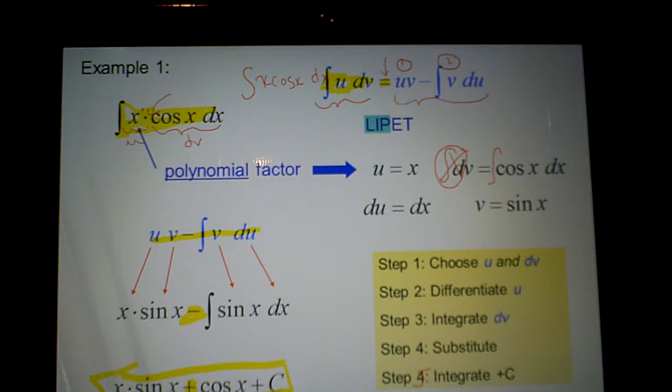If you doubt me, take the derivative. Differentiate x sine x plus cosine x plus c. And I promise you'll get x cosine x.